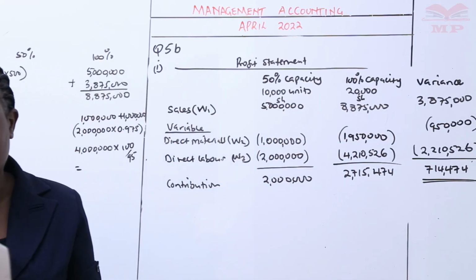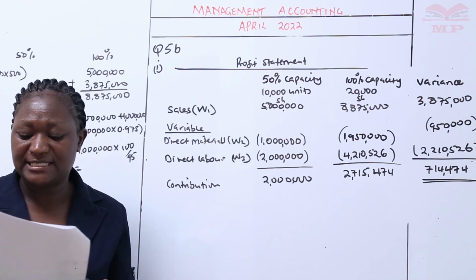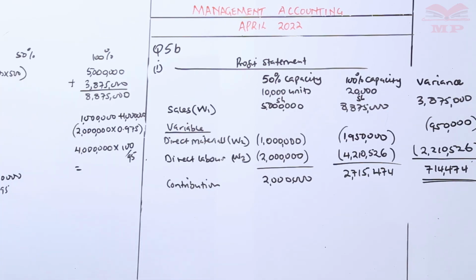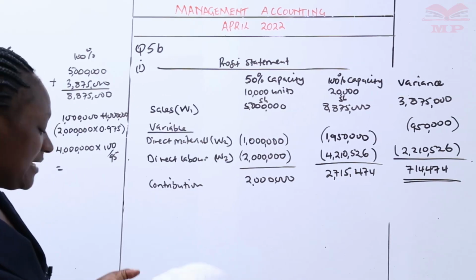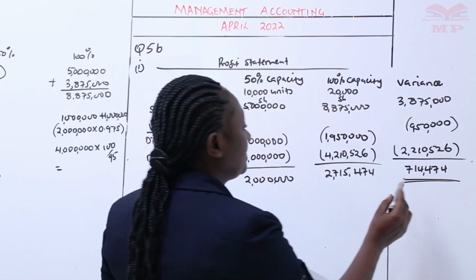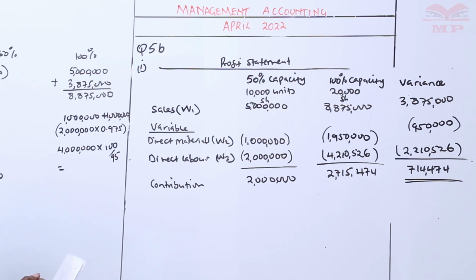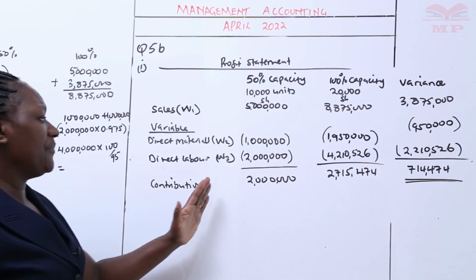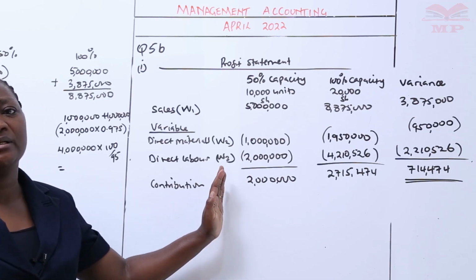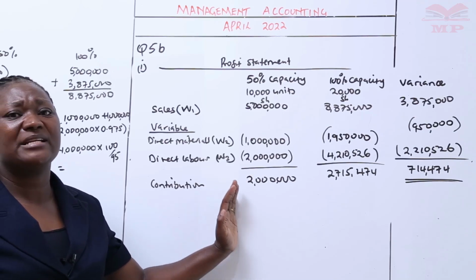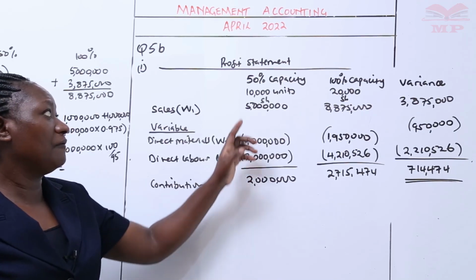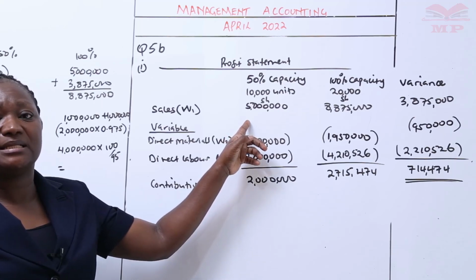So the question was, prepare a statement showing the variation of net profits resulting from the acceptance of the order. So what is the variation? The variation of the profit is 714,474. Why have we left out the fixed costs? The fixed costs have been ignored. Why? Because they have already been taken care of at 50% capacity.